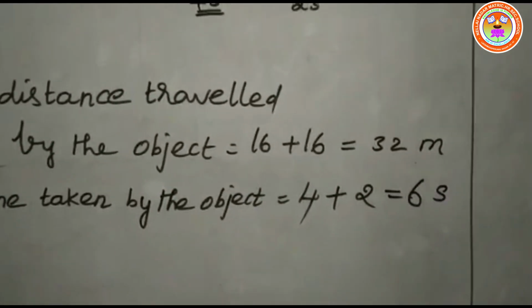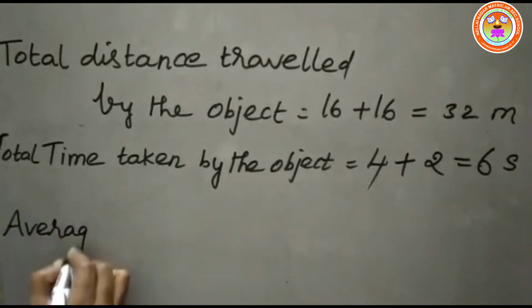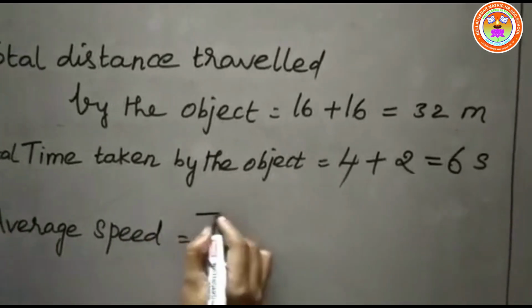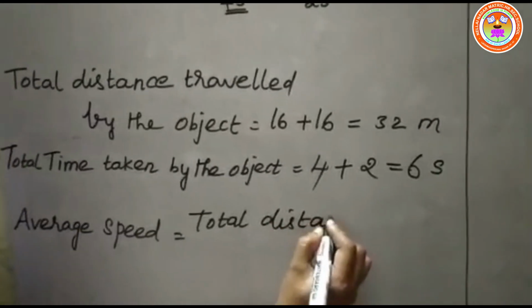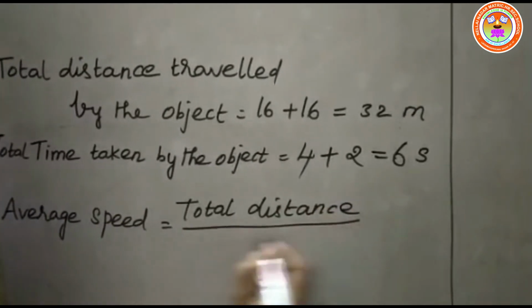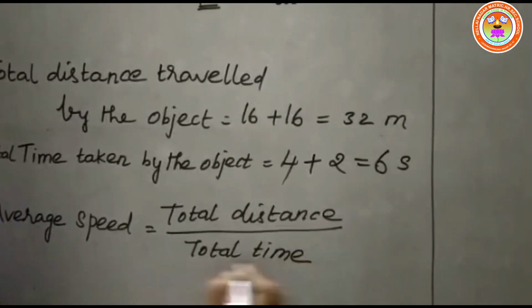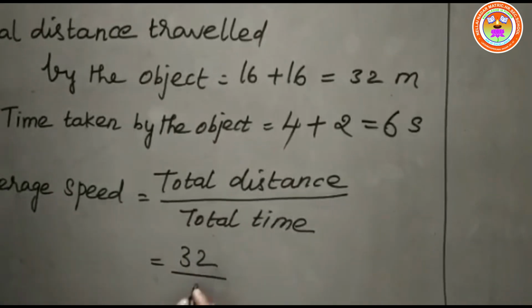So what do we have to find out? Average speed. So average speed is equal to, in short we could write, total distance by total time. Now we have to substitute the values. What is the total distance? 32 meters. What is the total time? 6 seconds.